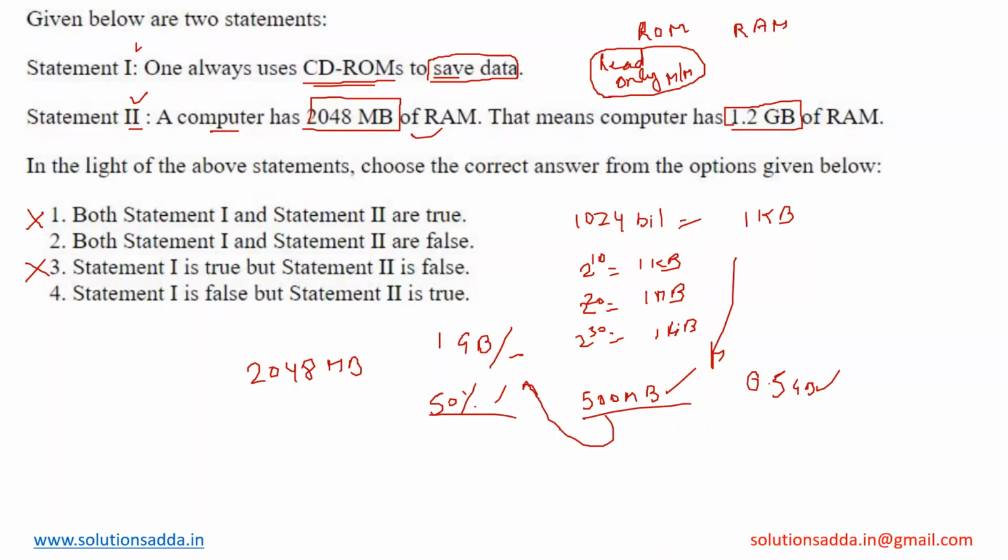So we can say that 2048 MB is not equal to 1 GB. It is more than that. 2048 MB would be around 2 GB of RAM. And here they are saying that 1.2 GB is equal to 2048 MB, which is not correct. So statement 2 is also false. Option number 2 says that both statement 1 and statement 2 are false, so this will be the right option for our question. Option number 2 is correct.